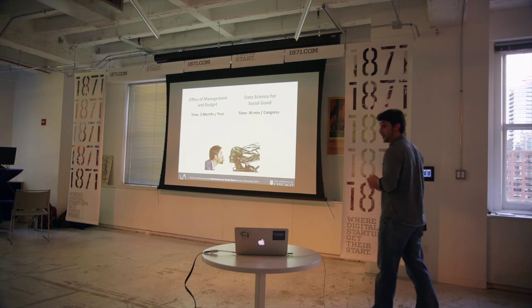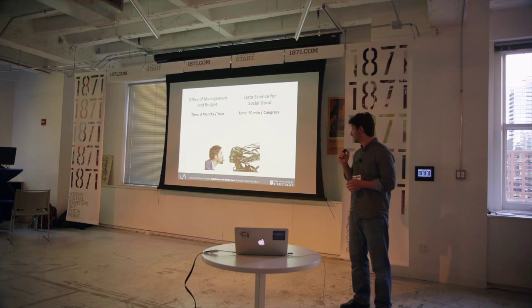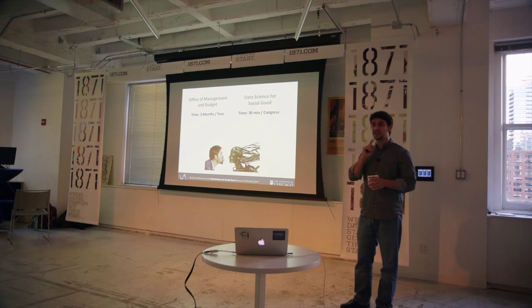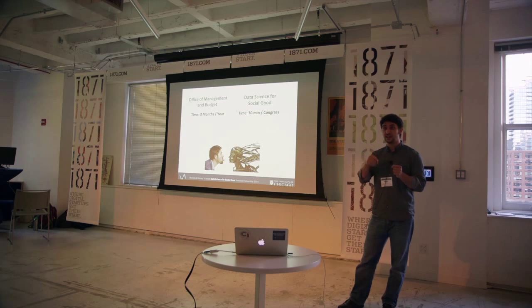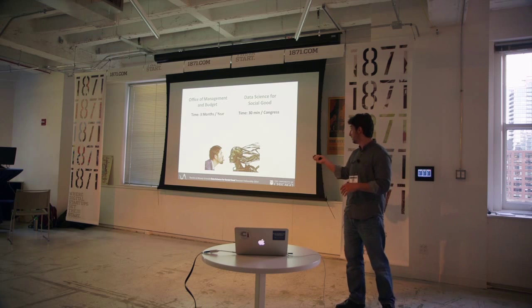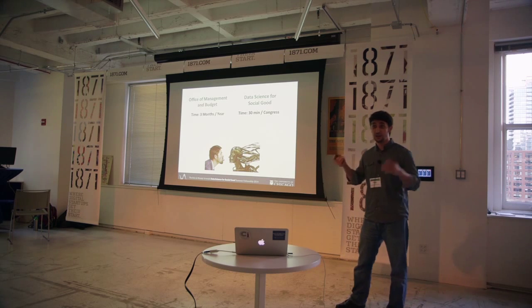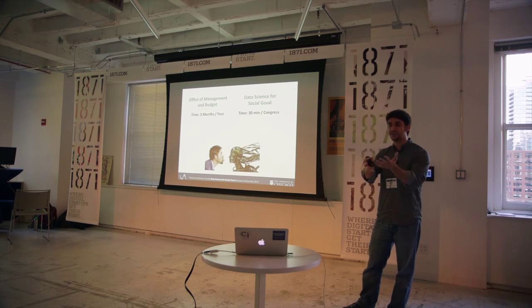In comparison, the Office of Management and Budget spent 3 months asking each federal government agency to identify earmarks. So you have the entire federal government trying to find earmarks. They spent 3 months to come up with a database for 1 year. We spent 3 months building a system that can run in half an hour on an entire Congress.